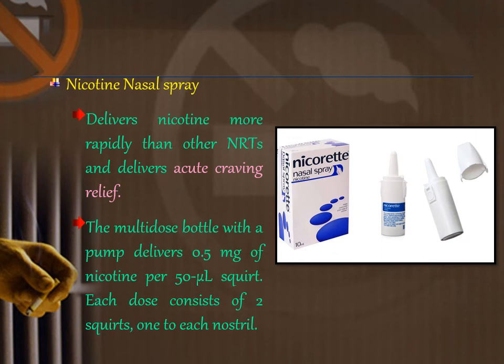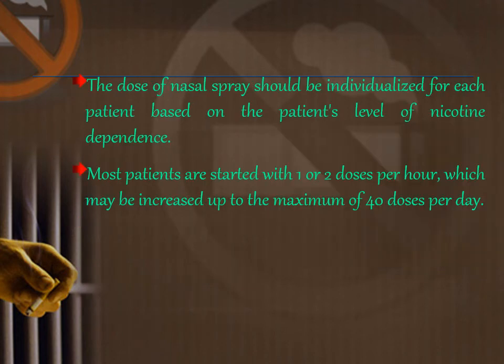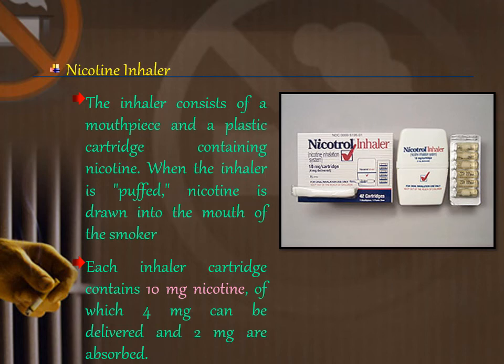Nicotine nasal spray. It delivers nicotine more rapidly than other nicotine therapies and delivers acute craving relief. The multi-dose bottles with a pump deliver 0.5 milligram of nicotine per 50 microliter squirt. Each dose consists of two squirts, one to each nostril. The dose should be individualized for each patient based on the patient's level of nicotine dependence. Most patients are started with 1 or 2 doses per hour, which may be increased up to a maximum of 40 doses per day.